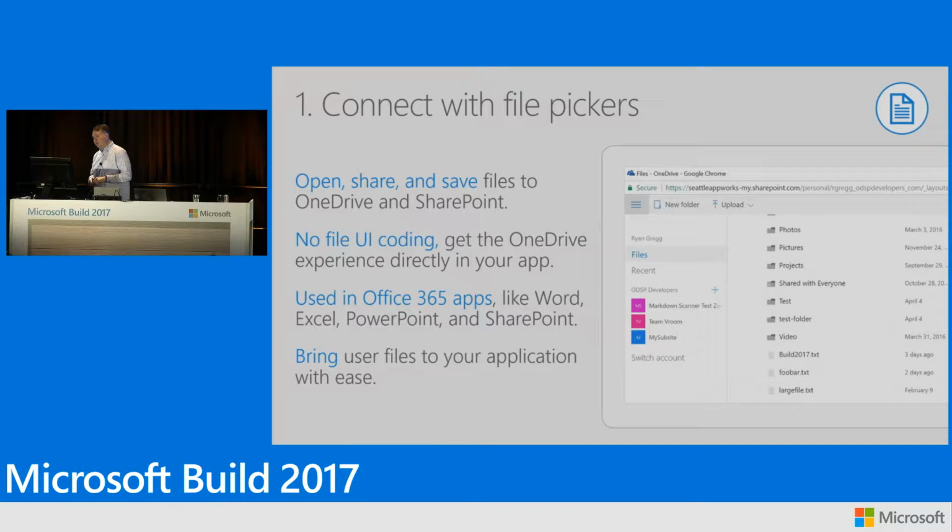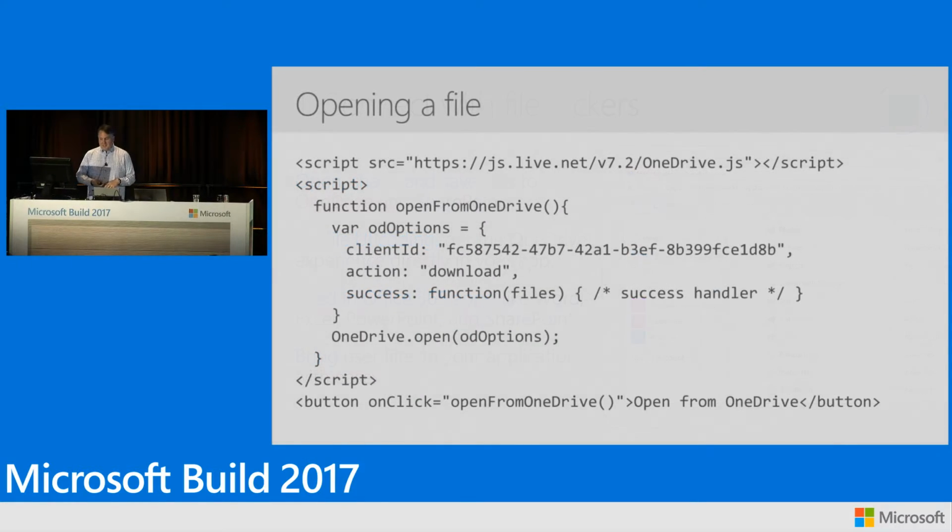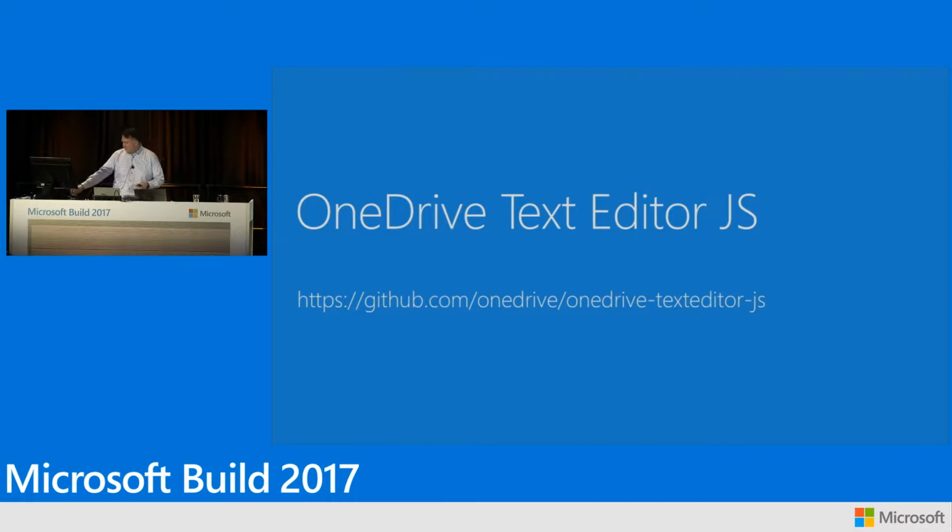So one, let's connect with file pickers. Let's make it really easy to get this experience. How do you do that? Well, let's do a JavaScript application and say, hey, it's 3 lines of code to be able to open a file out of OneDrive. You set up a client ID, you tell us that you want to access the content of that file, and then you say, open that file from OneDrive. So let me show you what that looks like.